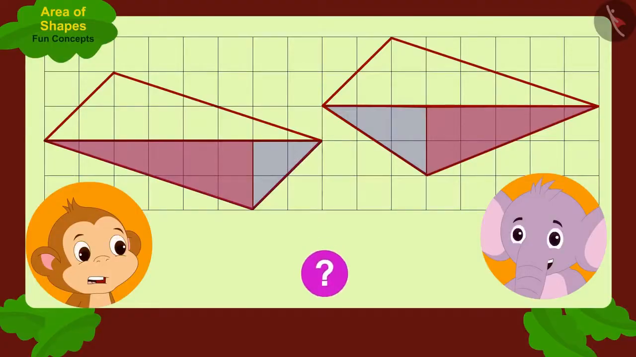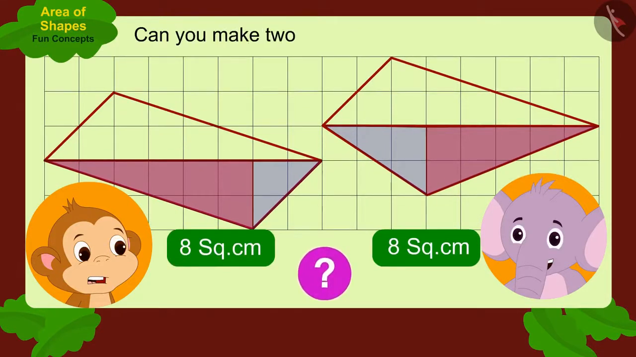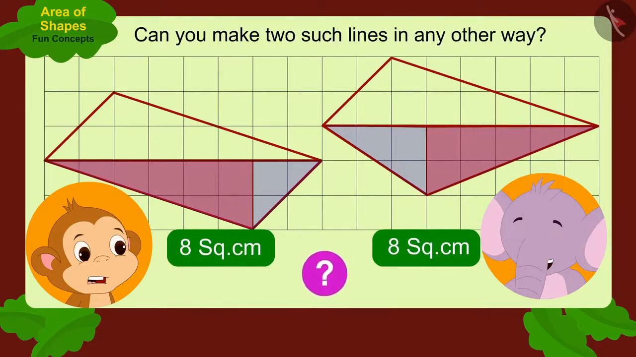Children, is it possible that by drawing only two lines, we can create different looking shapes whose area is 8 square centimeters? Can you make two such lines in another way? If you wish to, you can stop the video and find the answer.